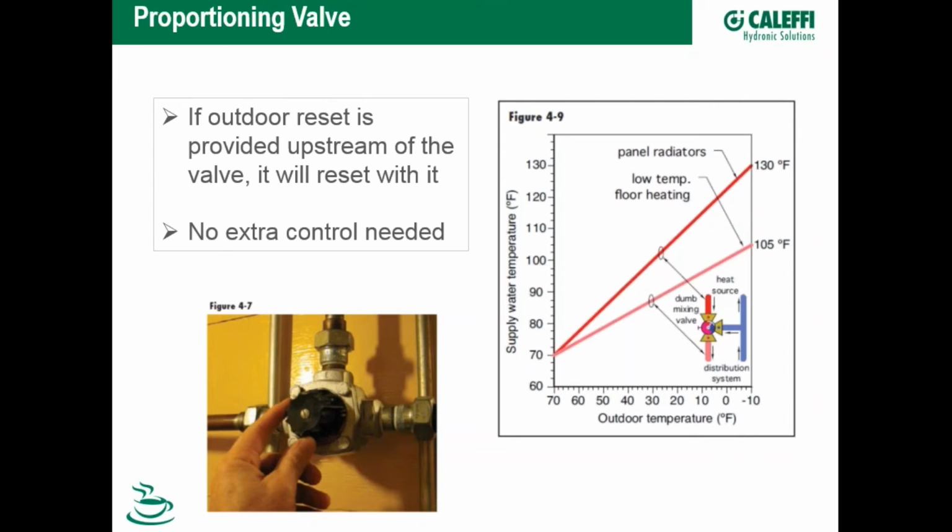Now the downside is, from an operational standpoint, there's no logic that can make adjustments if something changed. So this has to follow along with somebody else's outdoor reset control, and I don't have the ability to tailor it specifically for a portion of the building that I would if I had an independent valve that has some logic and some sense built into it.